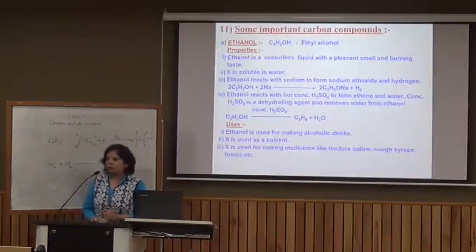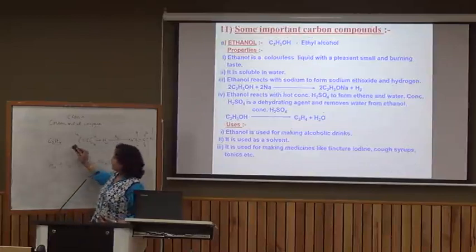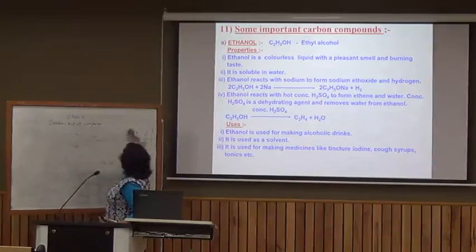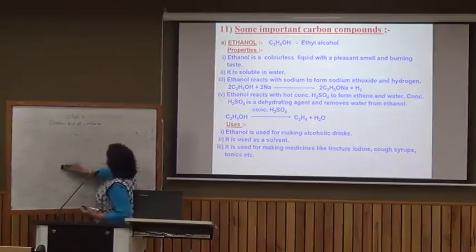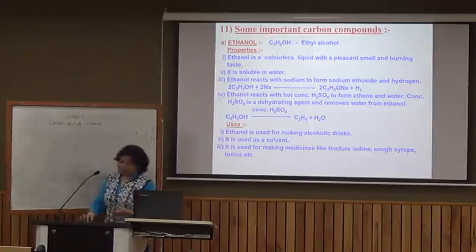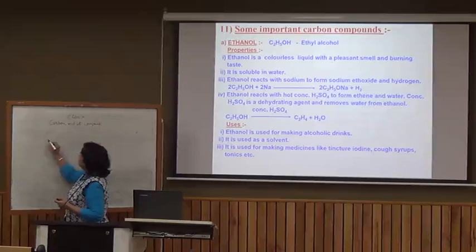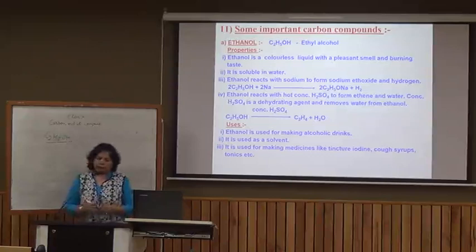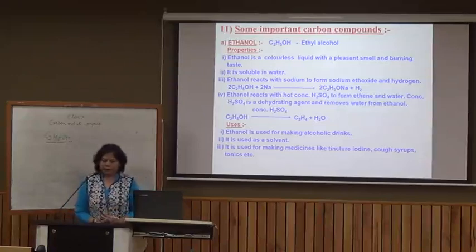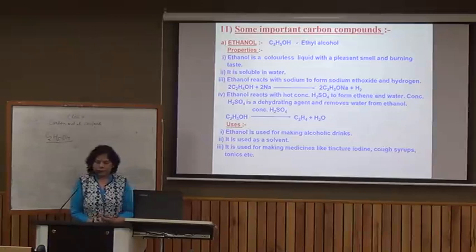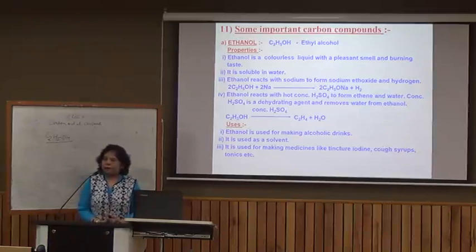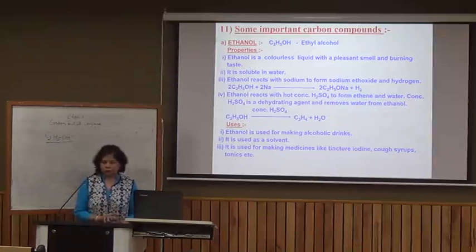Now we will study two important carbon compounds. One is ethanol and the other is ethanoic acid. Ethanol, its formula is C2H5OH. It is normally called alcohol. It has a number of properties. It is a colorless liquid with a pleasant smell and a burning taste. It is soluble in water in all proportions. You go on adding water, it will go on dissolving more and more water.